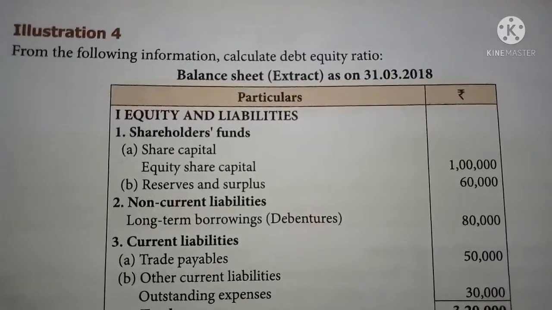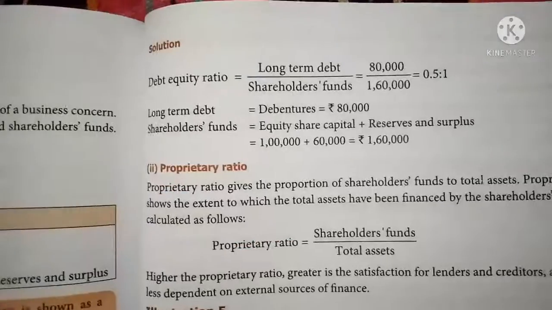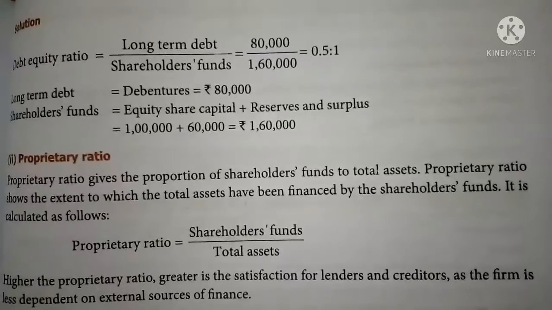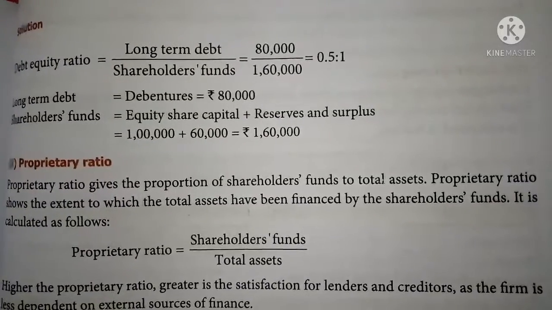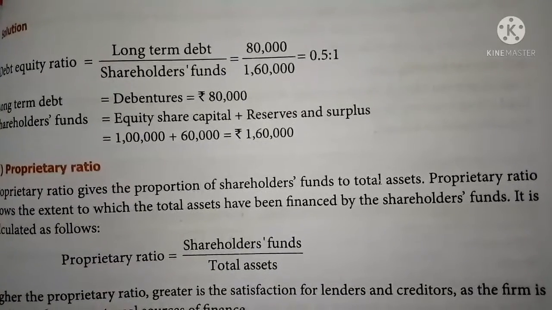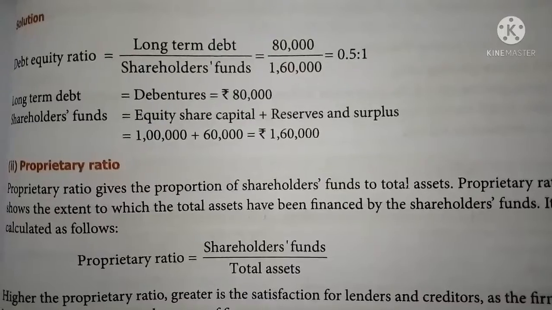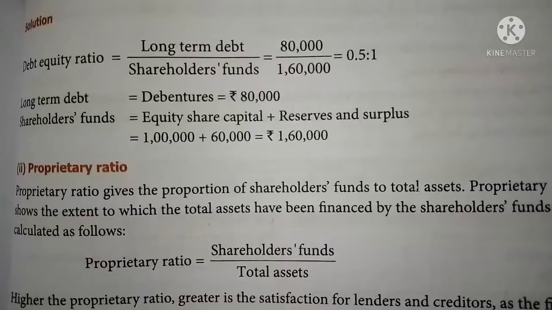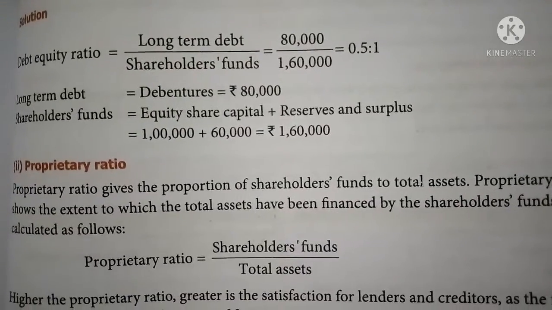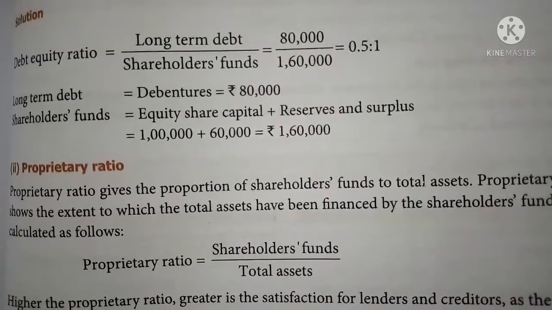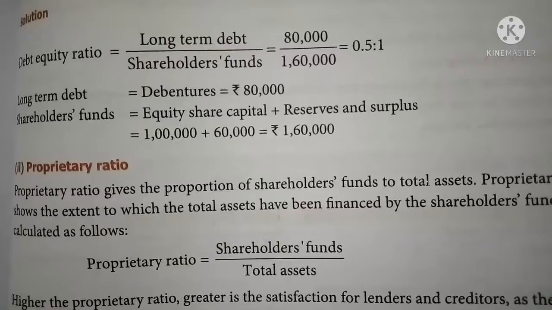First you should make a work note in order to find out the long-term debt, that is debenture 80,000, and shareholders fund, equity share capital plus reserves and surplus. So the shareholders fund will be 1,60,000, and then you can write the formula: debt equity ratio is equal to long-term debt by shareholders fund. The long-term debt value is 80,000 and the shareholders fund value is 1,60,000. While simplifying the numerator and denominator, the proportion is 0.5:1.